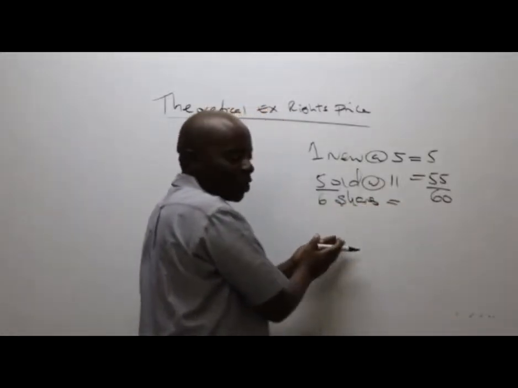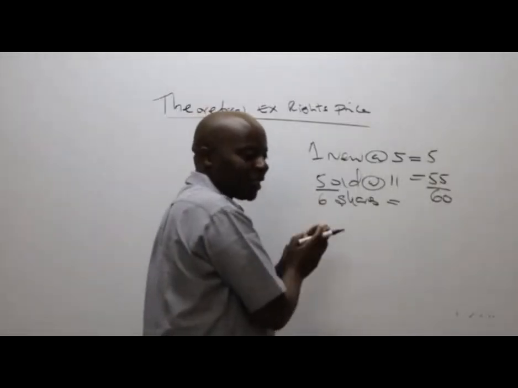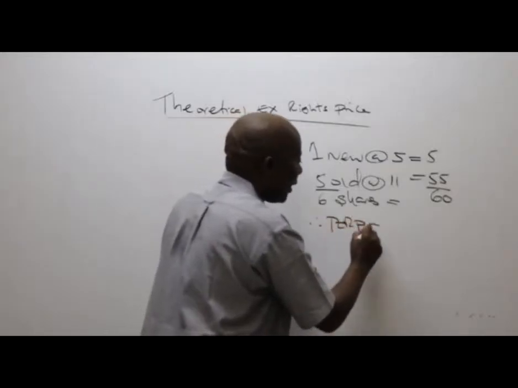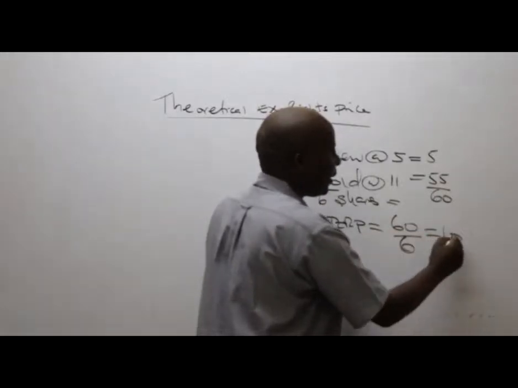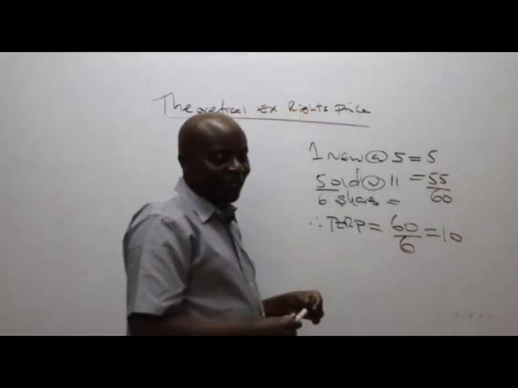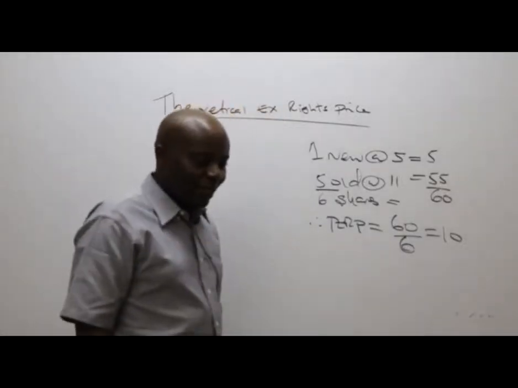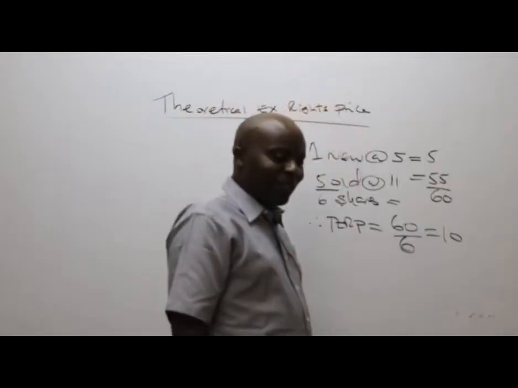Then how about 1 share? Once you give us that 1 share, then you are giving us the theoretical ex-rights price. Therefore, the theoretical ex-rights price will be 60 divided by 6, which gives us 10. The theoretical ex-rights price is 10. That is so important to me.